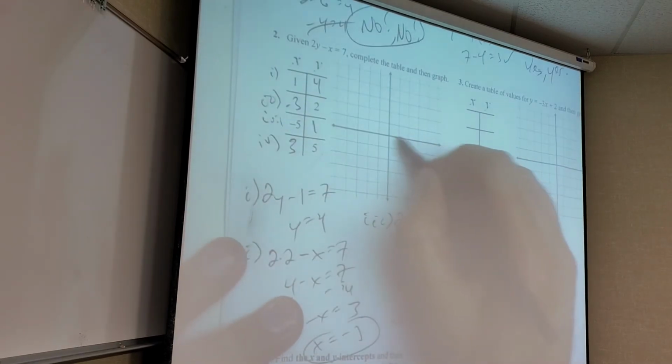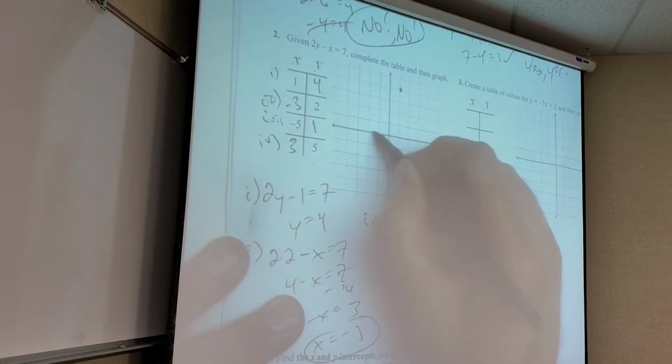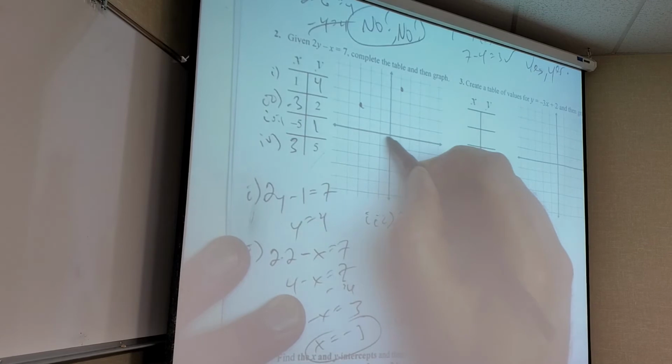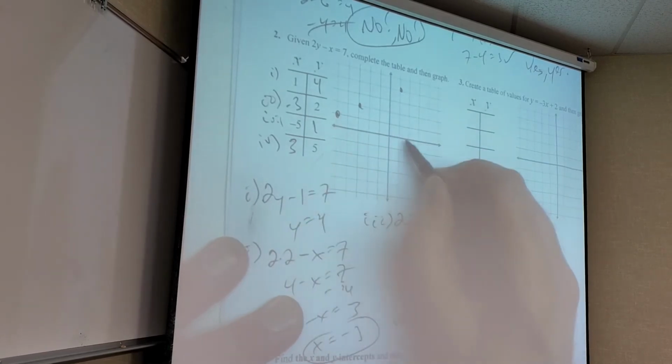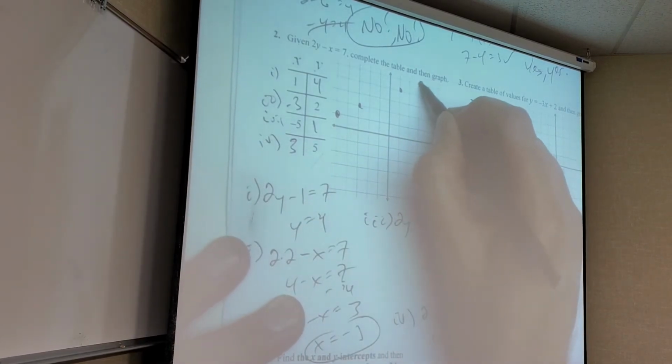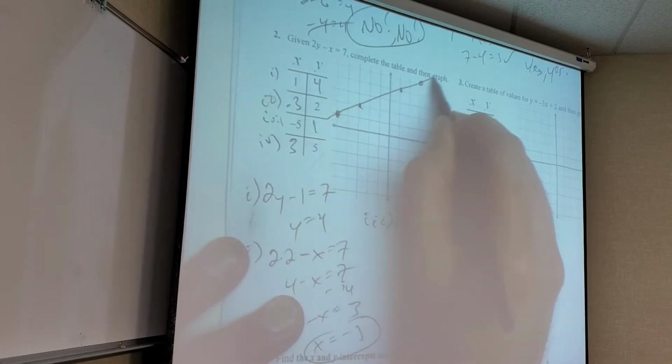So if I plot those, 1, 4, negative 3, 2, negative 5, 1, and 3, 5, they look to be all on a straight line that I made.